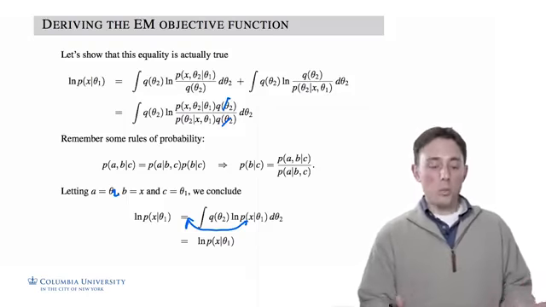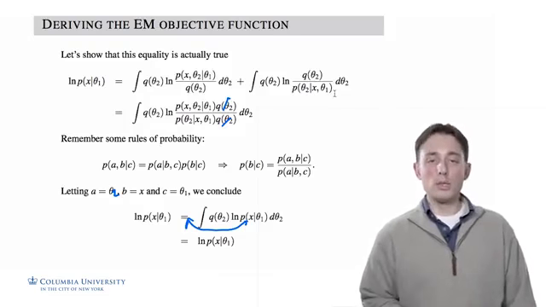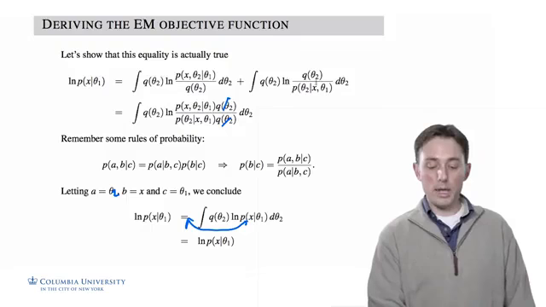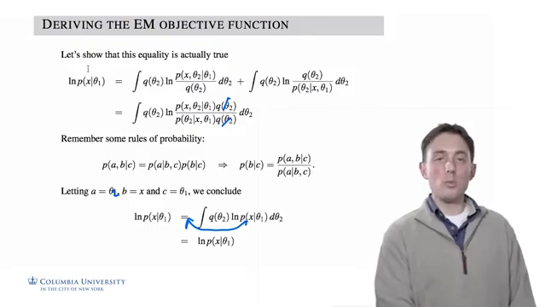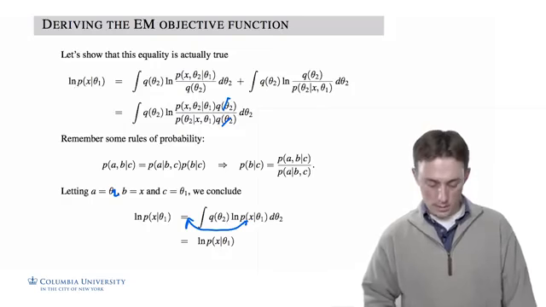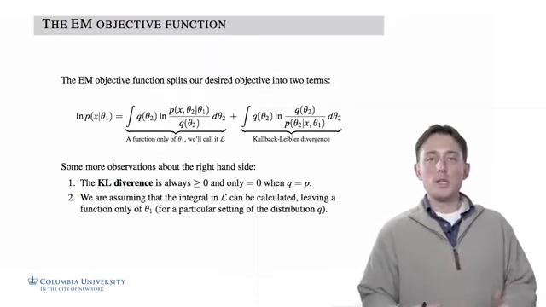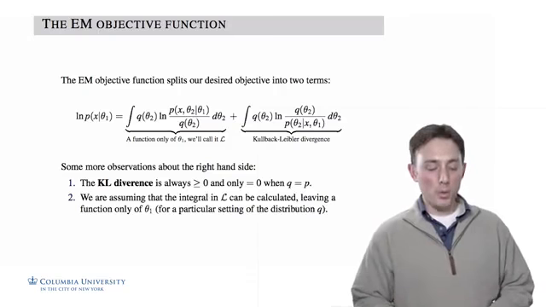So now the question is, why in the world would it be easier to work with this right-hand side, this much more complicated right-hand side, than this much simpler looking left-hand side? And so that's the genius of the EM algorithm. Now let's focus in on these two terms a bit more.